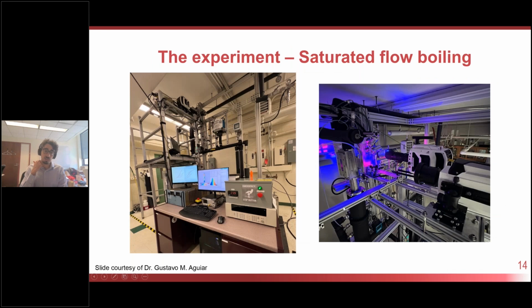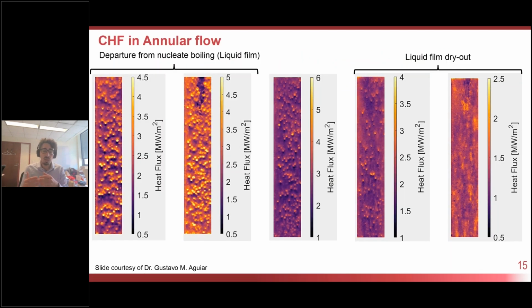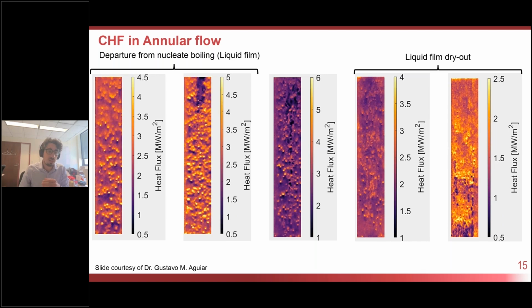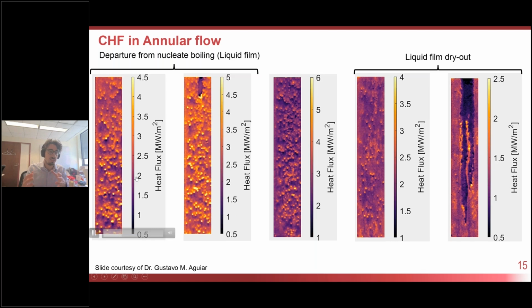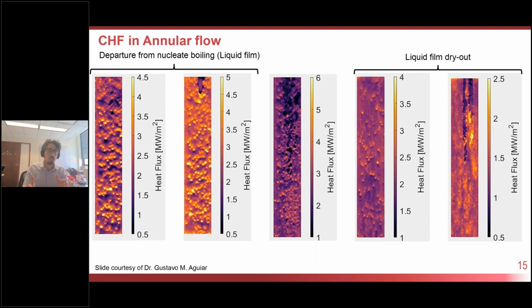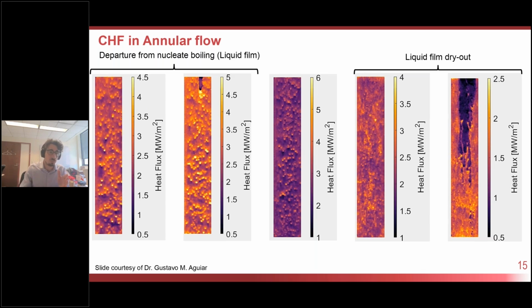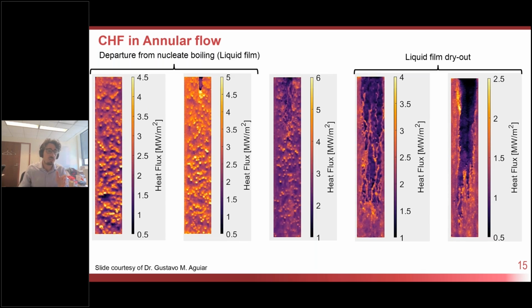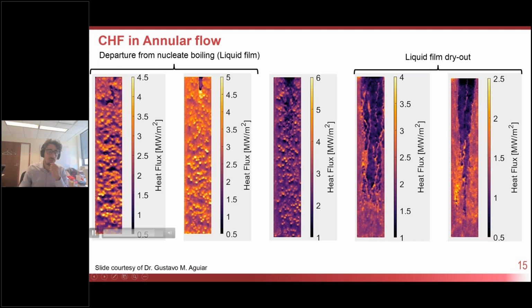Then I'm moving on to another experiment, where he was measuring the heat flux in annular flow and flow boiling. And here you can see that the heat flux depends on the amount of liquid that there is in the test section. So for example, if we have a thick liquid film, then we have a departure from nucleate boiling, and you can see the spike of the heat flux that starts from the top. So it's like the crowdedness of bubbles, right?